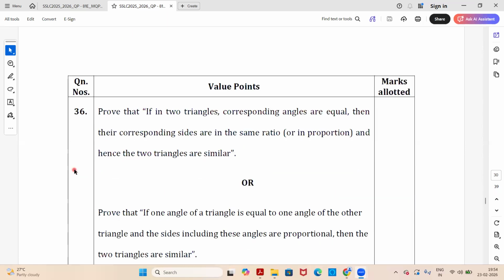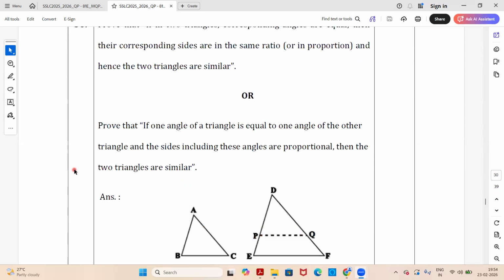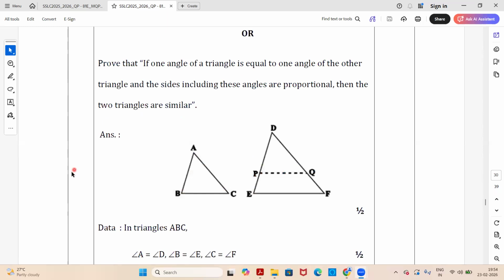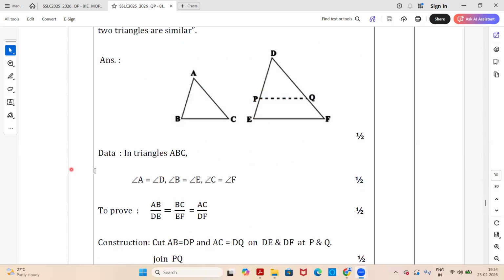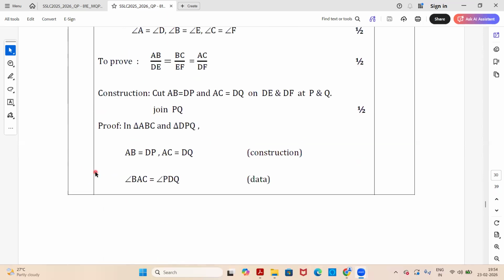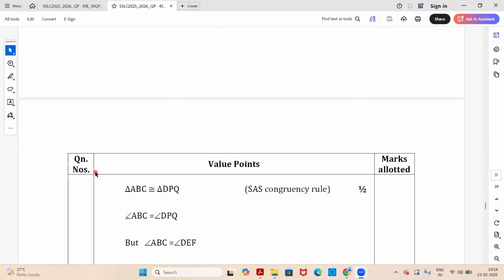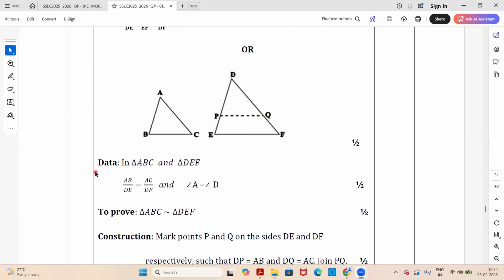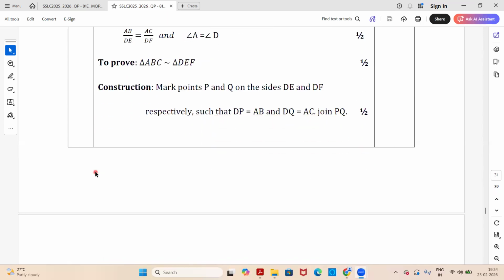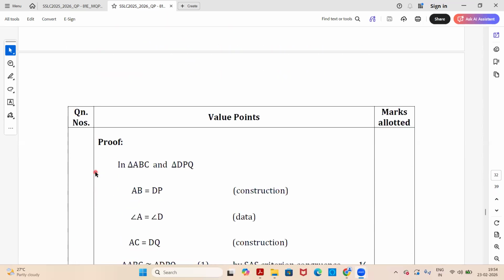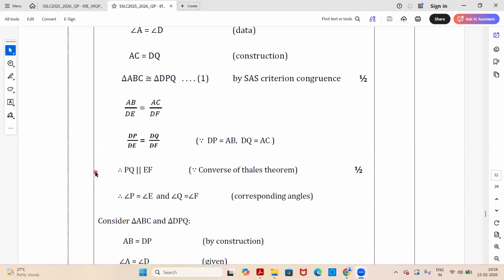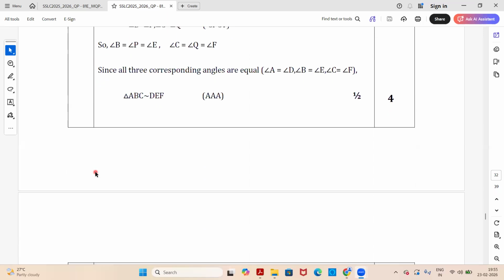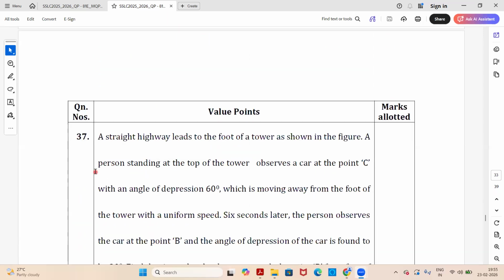Okay, so 36th question, again, 2 questions are there. Prove that and prove that. Okay, both are proof questions. So answer for the first question is here. And then the second starts from here. And the long step, but each step carries mark.